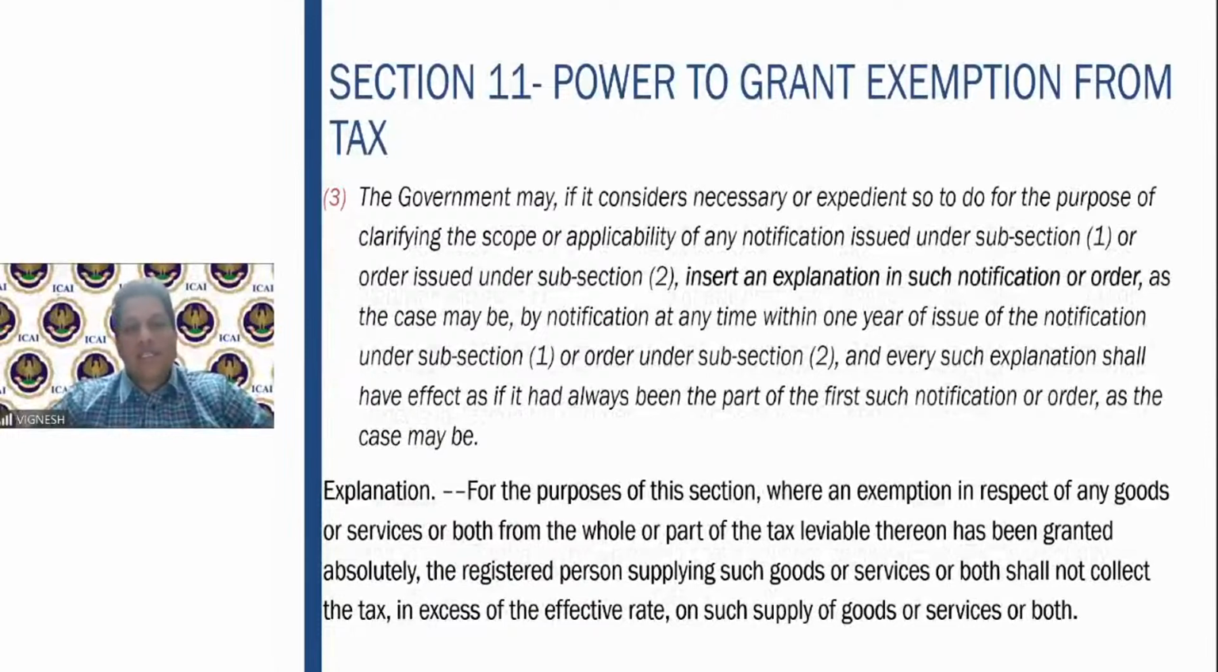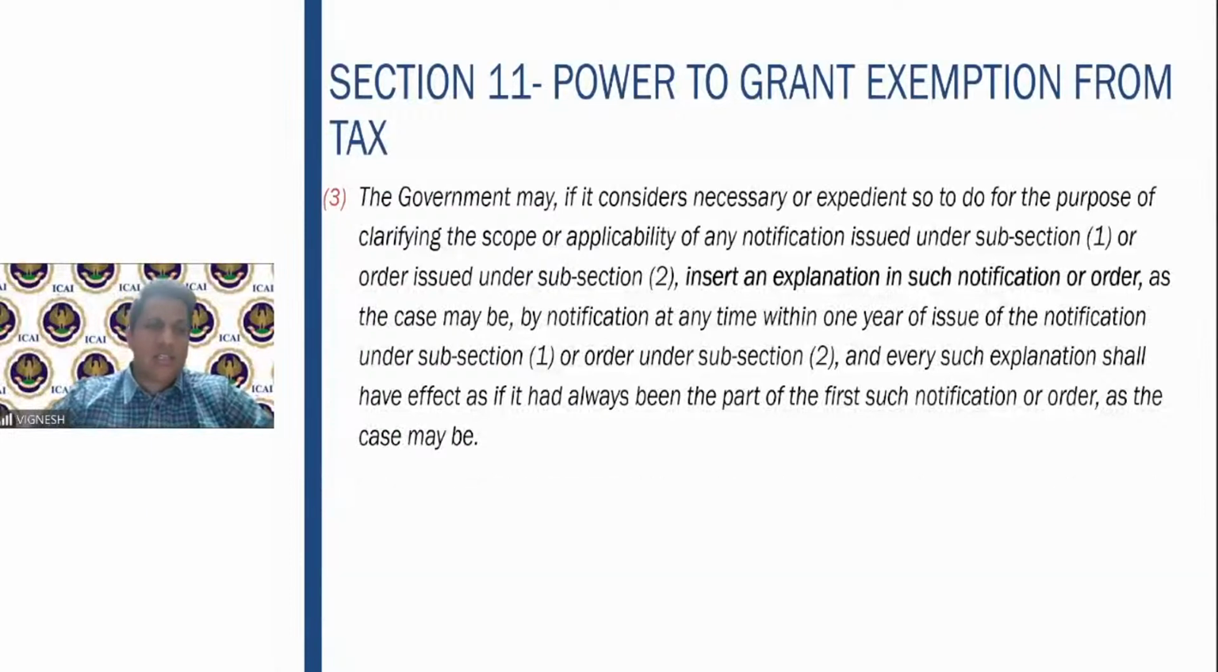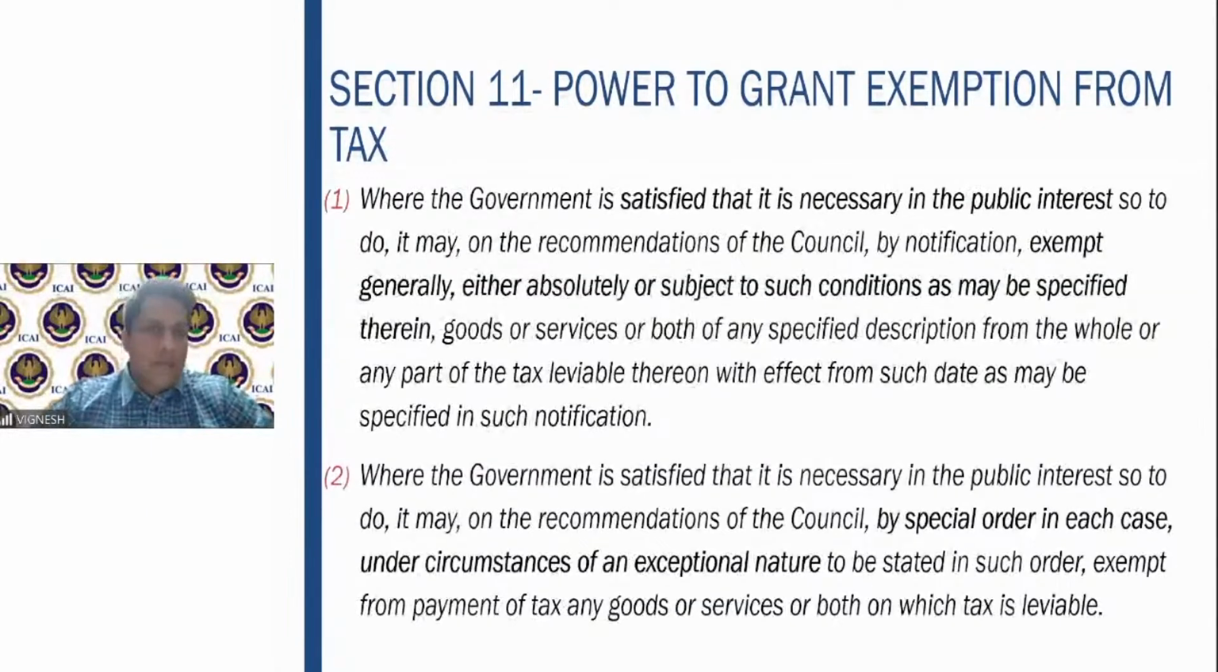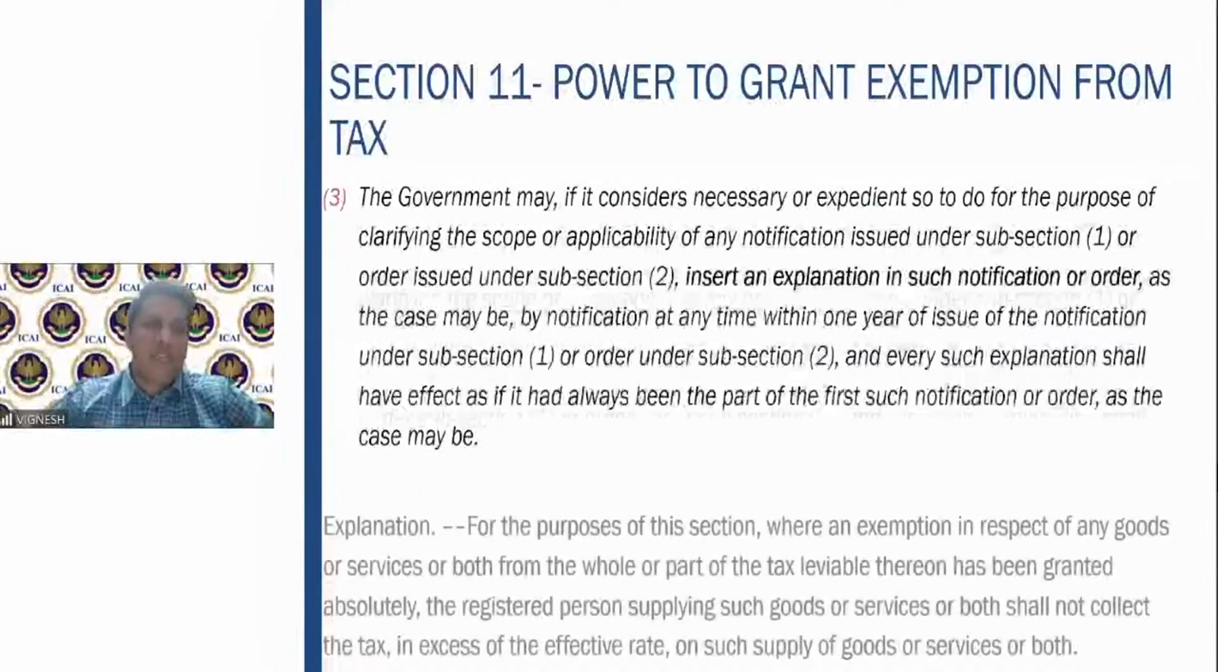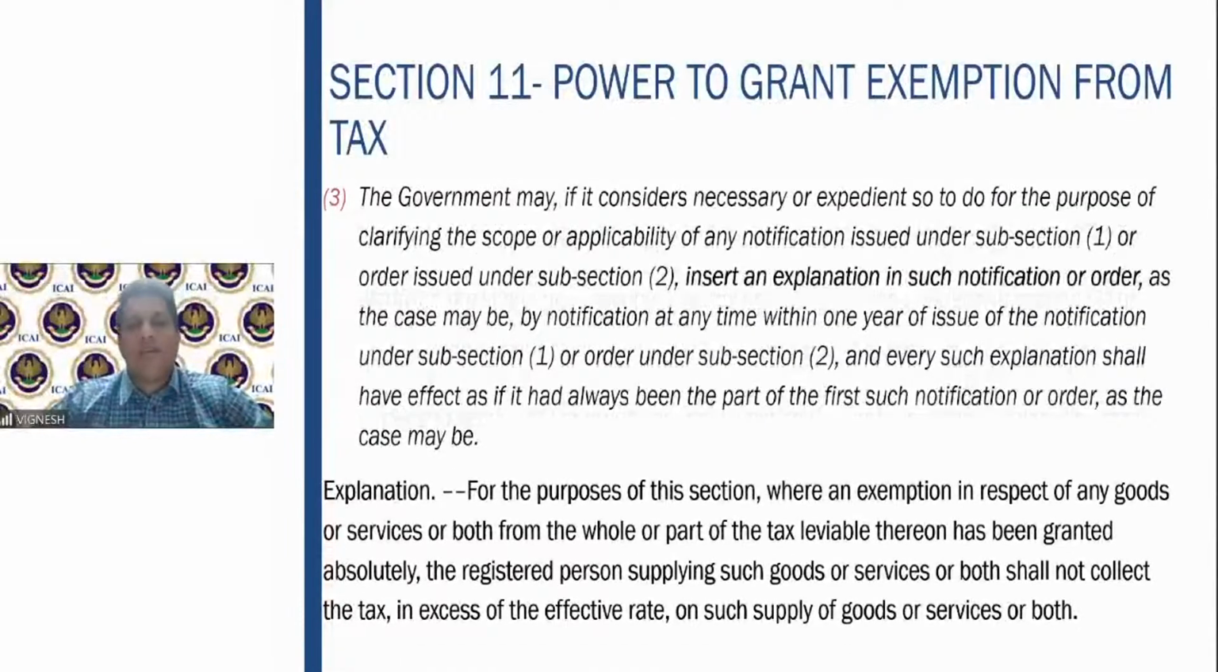Then section 11 subsection 3 speaks about where the government considers it necessary to clarify the applicability of a notification issued under subsection 1 or an order issued under subsection 2. An explanation can be inserted in the notification at any time within 1 year from the notification under subsection 1 or order under subsection 2. That means exemption notification is given under section 11 subsection 1 and subsection 2. Sometimes it is not clear, so the government may insert an explanation. For that a time limit is prescribed: within 1 year from the issue of notification, the explanation can be given.